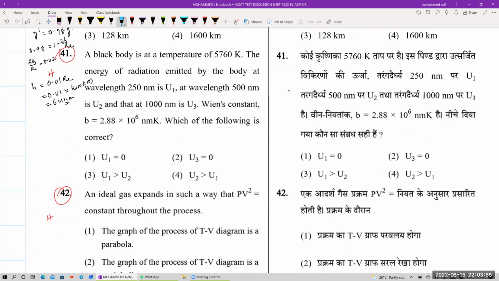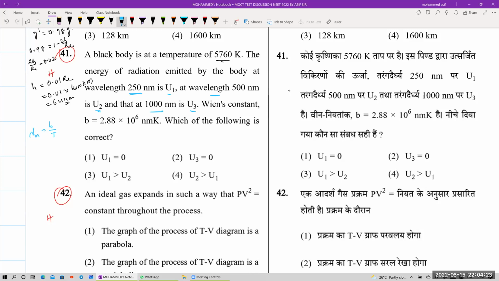A black body is at a temperature 5760 Kelvin. The energy of radiation emitted by a body at a wavelength 250 nanometer is U1, at a wavelength 500 nanometer is U2, and at 1000 nanometer is U3. Wien's constant is 2.88 into 10 power 6 nanometer Kelvin. Which of the following is correct? Wien's displacement law का फॉर्मूला लगा लीजिए, lambda m is equals to b by T. b की वैल्यू दे रखा है, टेम्परेचर अपने को दे रखा है कितना? 5760.